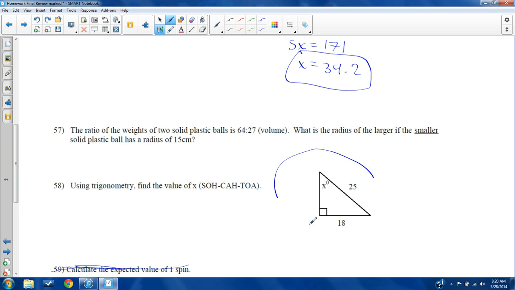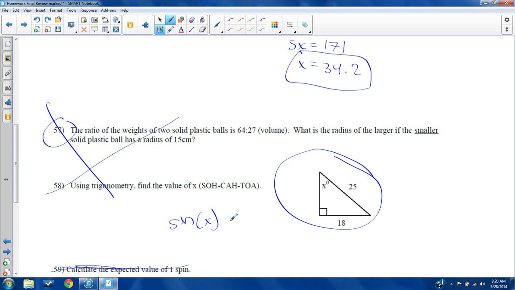This is Sohcahtoa. Please know how to do that one. I don't think we're going to have a problem like this. So in fact, you know what? Let's kill the video right now. This is Sohcahtoa. I'll set you up. Sine x equals 18 over 25. So you're going to take inverse sine. Shoot, I'll just do this problem. 18 over 25 equals x. 18 over 25. Inverse sine is second sine up there. That's 46.06 degrees. There's that one.